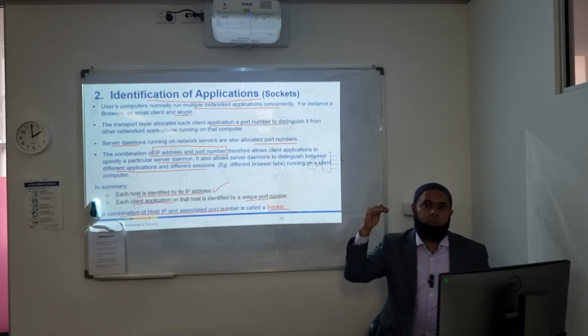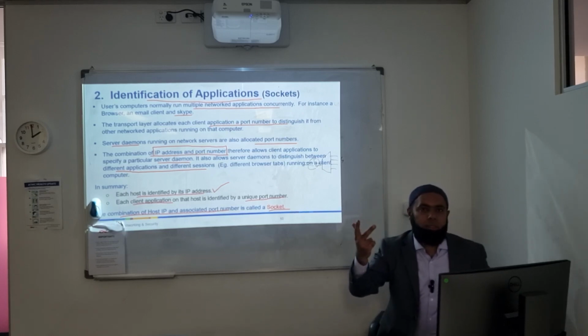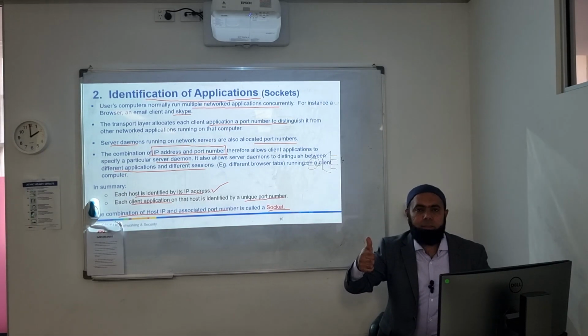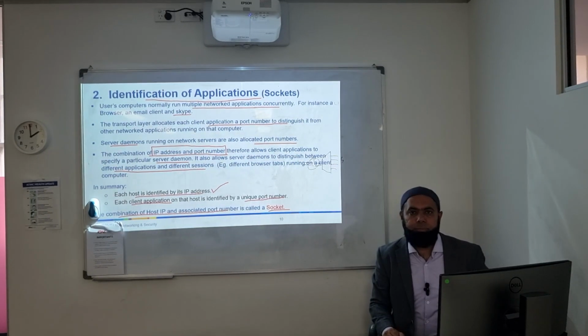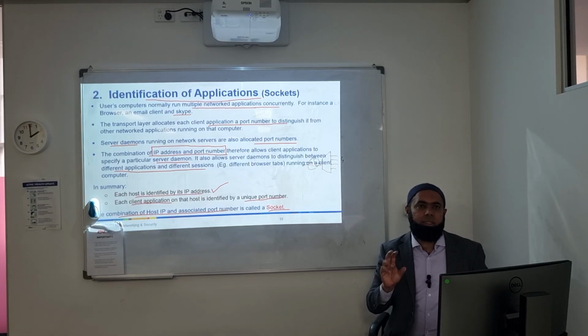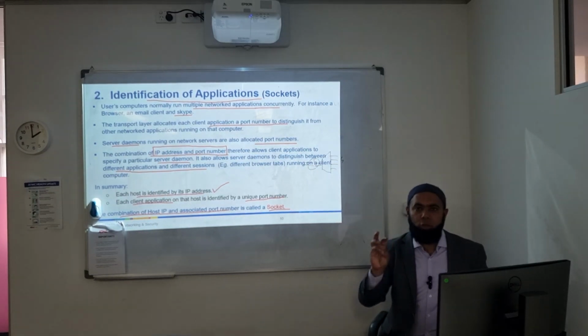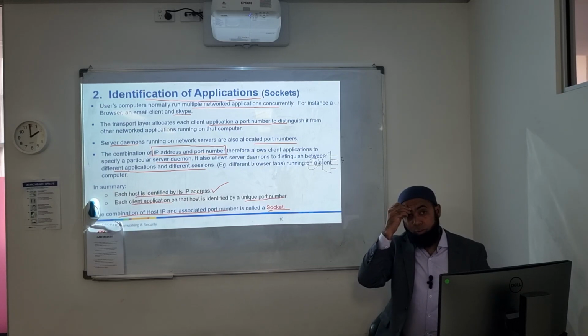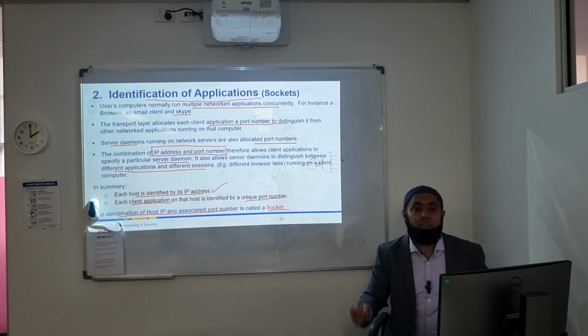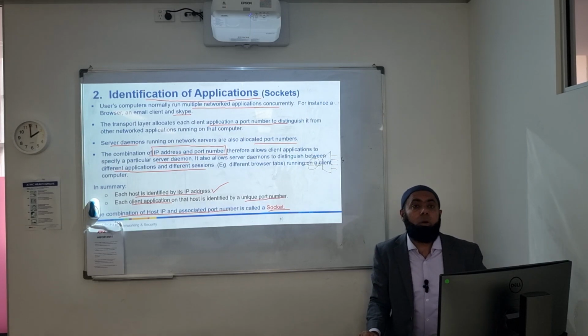So when we have two things together, port plus IP address, that is known as a socket. The socket definition is a combination of IP address and port number. So whenever someone is talking about a socket, they are talking at the level of the transport layer.